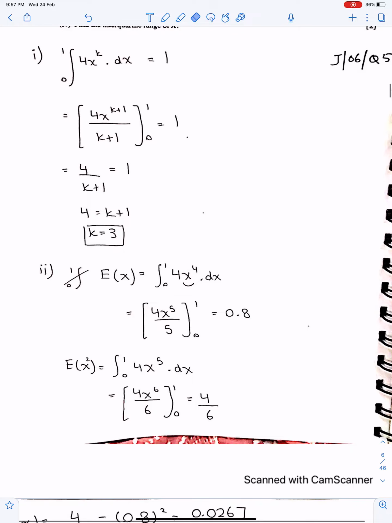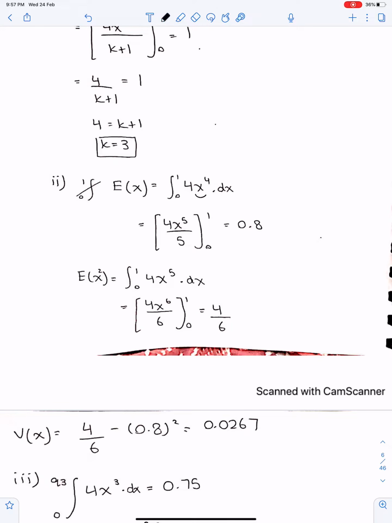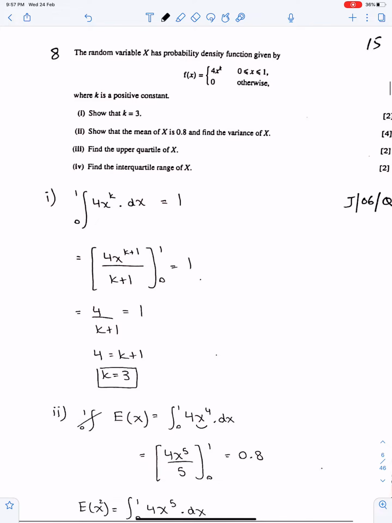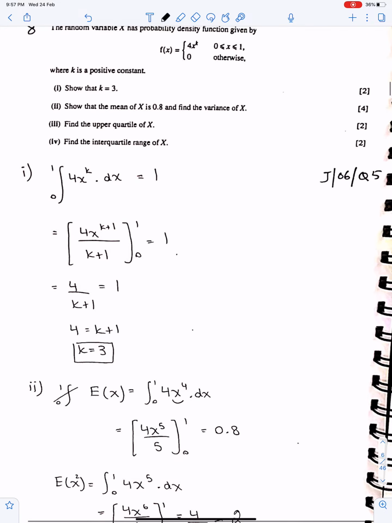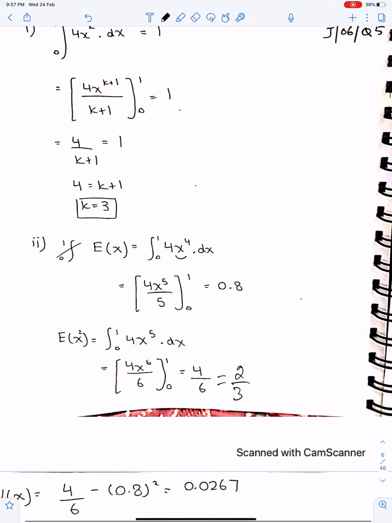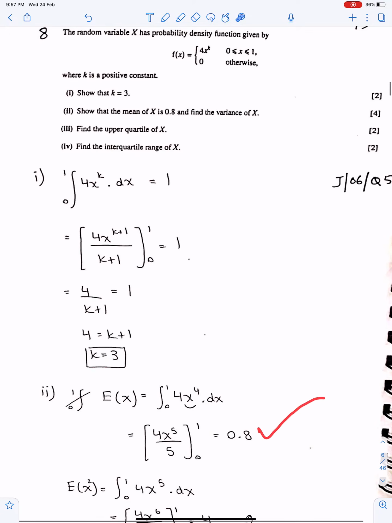Well, you just need to solve this for mean. And this is the answer of the mean. And try to give the answer in the simplified form. Now the next part is, show that the mean of x is 0.8. Oh, sorry, this one is fine, 0.8.